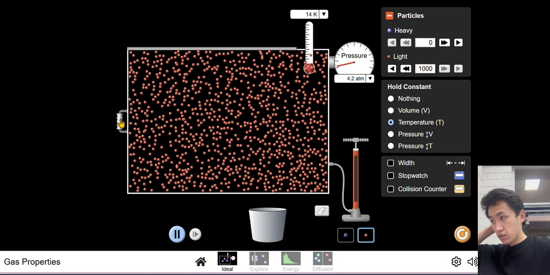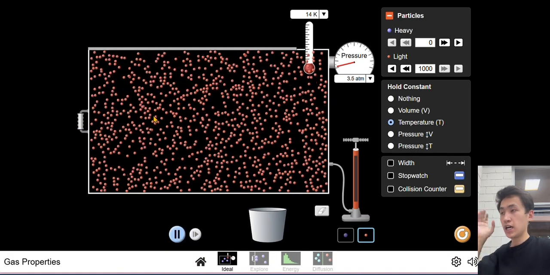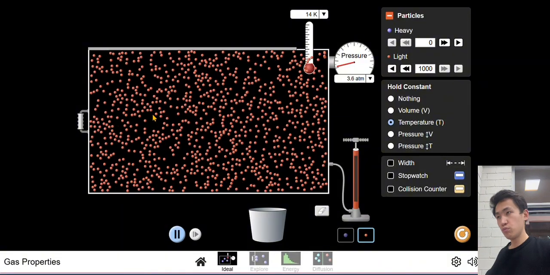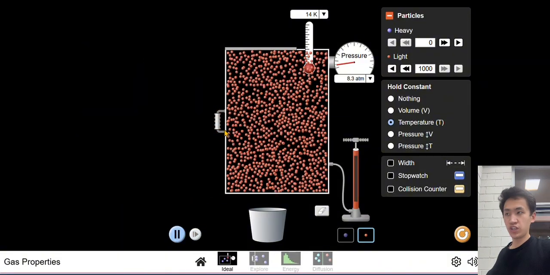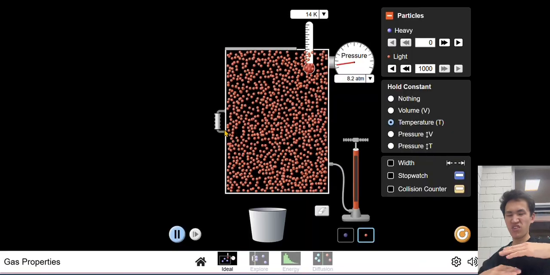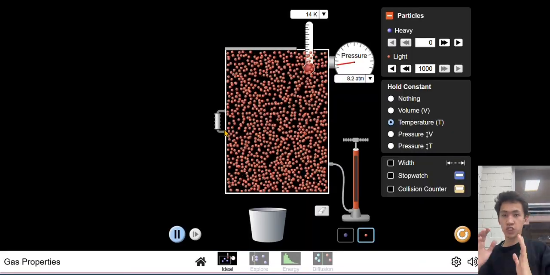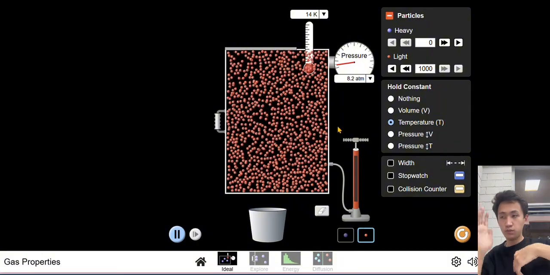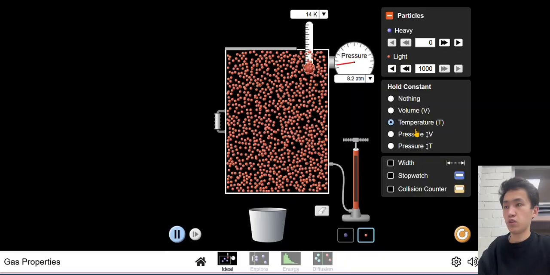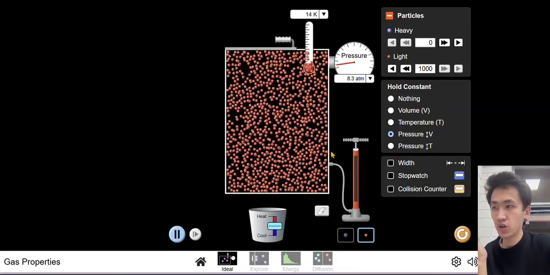So let's expand this. As we expand the volume, the pressure drops. As we squeeze it, the pressure increases. So they are inversely proportional. If pressure increases, volume decreases. If volume increases, the pressure drops. It's called inversely proportional.